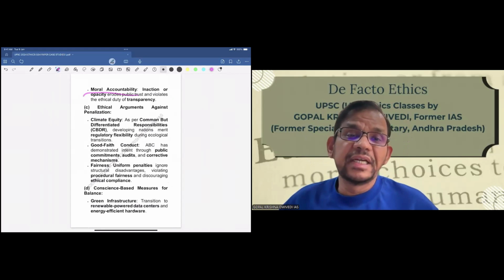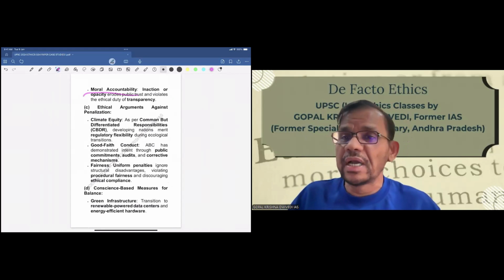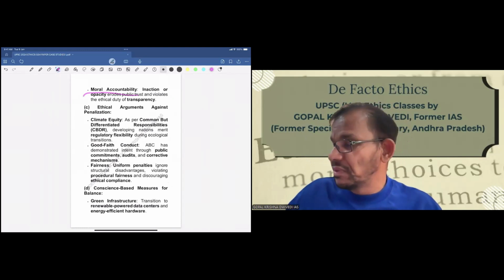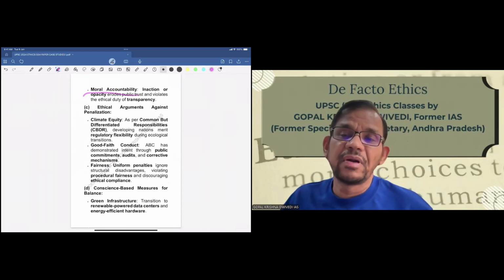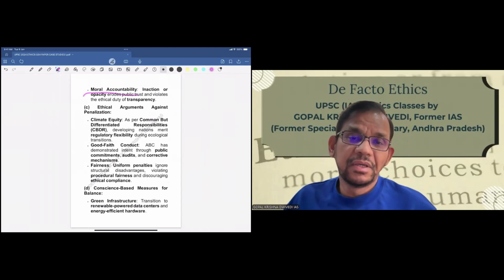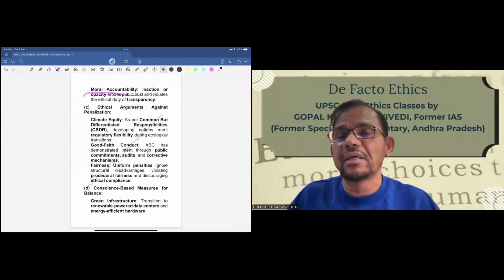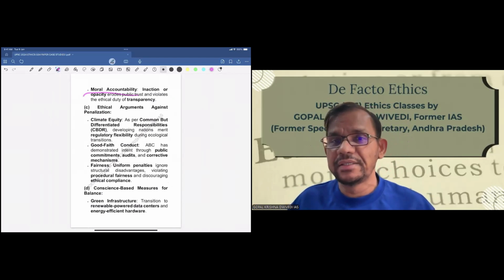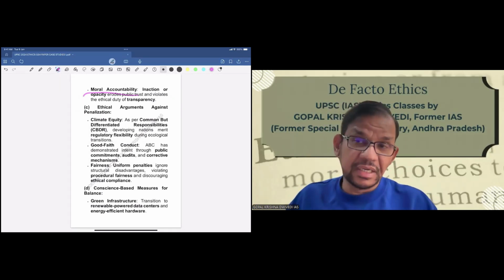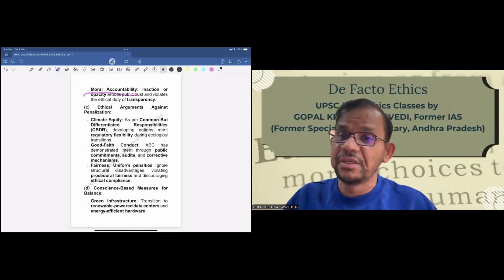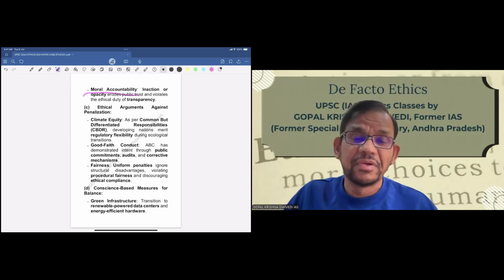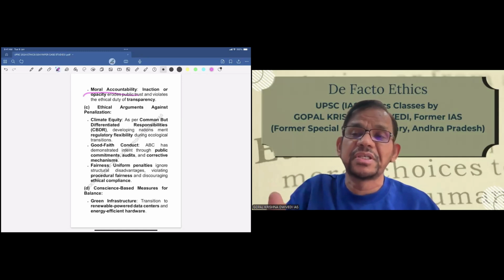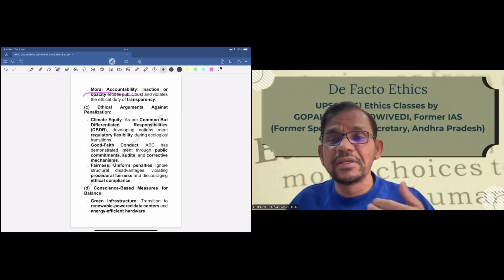Inaction or opacity erodes public trust and violates the ethical duty of transparency. So one has to be transparent. So this is the fourth ethical issue involved in this whole case study. Now let us try to see what ethical arguments the CEO will put forth on the allegations of the technological giants. Because the organization has already been penalized, now the organization has to defend itself. So what can be the arguments put forth by the CEO?